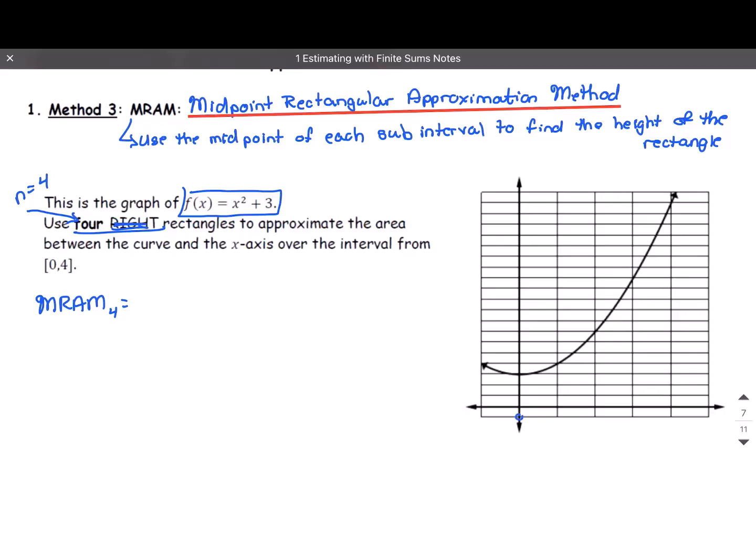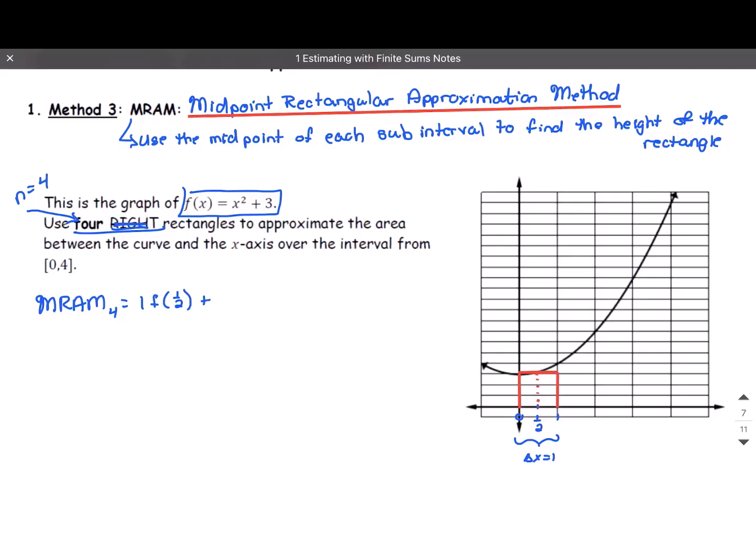Now from 0 to 1, 1/2 is in the middle. Now it's still a change of 1. The delta x is still going from 0 to 1, so the base is still 1, but we're going to use the height at 1/2 to find the height of the curve. And we go to the left and right to get to the endpoints and then down. So what did we do? We used a change in the base as 1, and we used 1/2 to find the height of the rectangle.